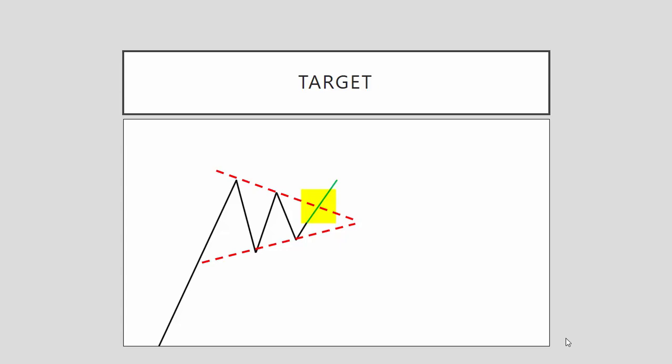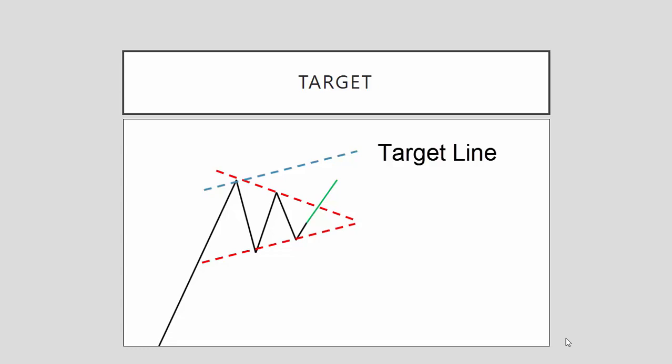For measuring the target, we should draw a parallel line with the lower boundary from the first top, as what you can see in the picture. This would be our minimum target for this triangle. If price penetrates the lower boundary, we do the opposite, and we draw the line parallel to the upper boundary from the first recovery bottom. If you don't get it yet, don't worry. We're going to see more examples in real charts.